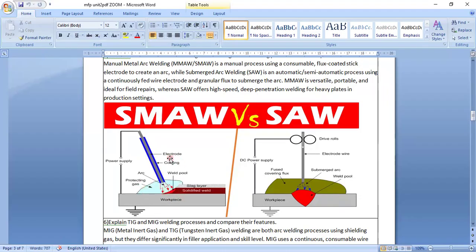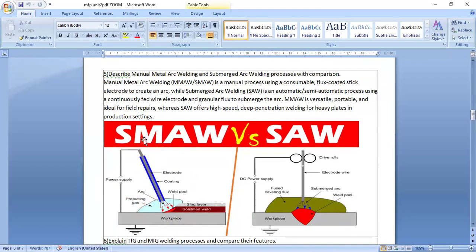The workpiece is here. This is an electrode, uncoated. Power supply is given. This is the one. Okay, this is submerged metal arc welding, or manual. Manual metal arc welding is a manual process using a consumable flux coated electrode to create an arc. So it will create an arc and it will weld it.